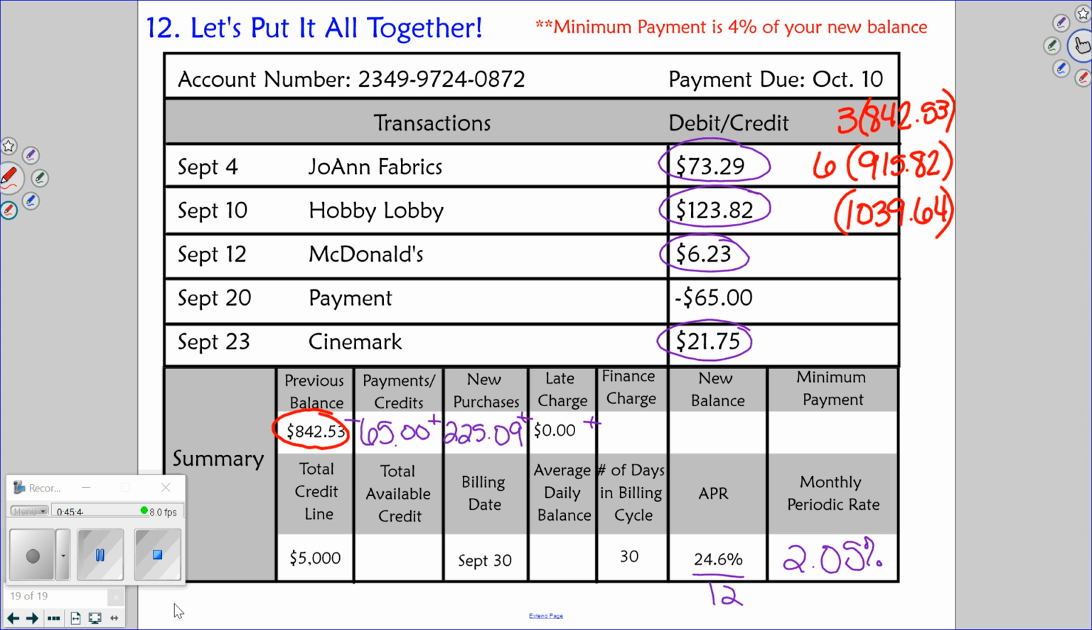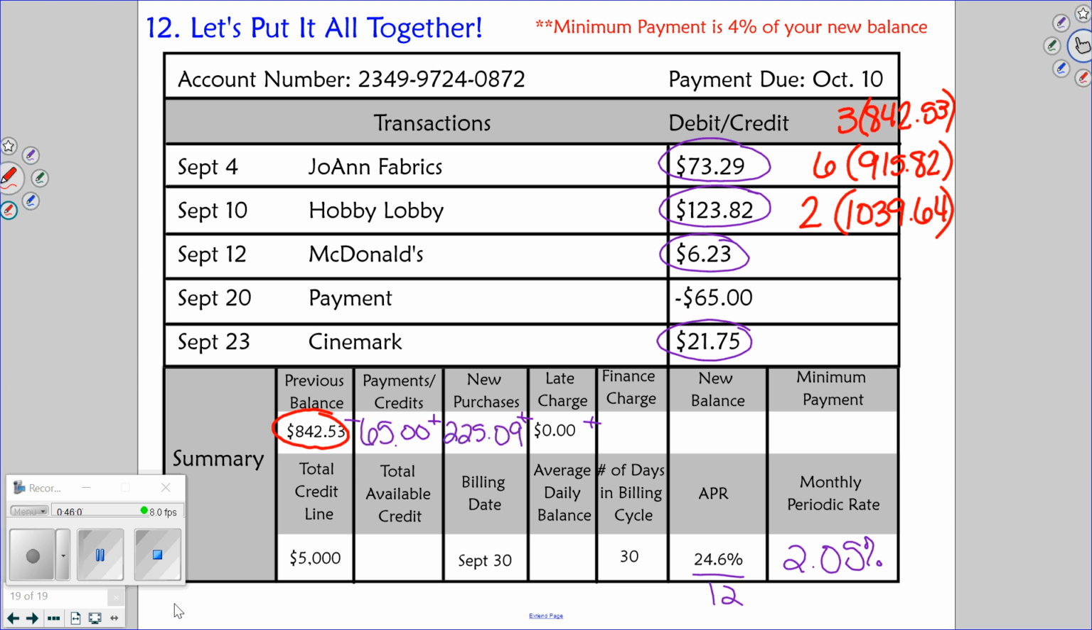All right, so I charged $123.82. So we have to add that on to the previous one. So now we owe $1,039.64. How many days did it sit there before I purchased something else again? I see a 1, I see 2. I purchased it on September 10th. September 11th, it still sat there. The 12th, I bought something else. So 2 days. You got to make sure you're including the day it happened.